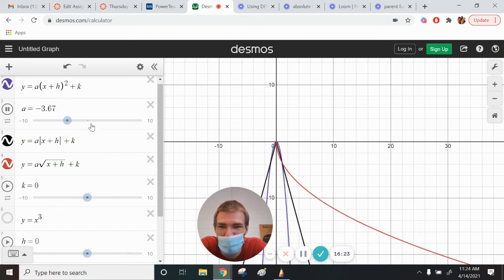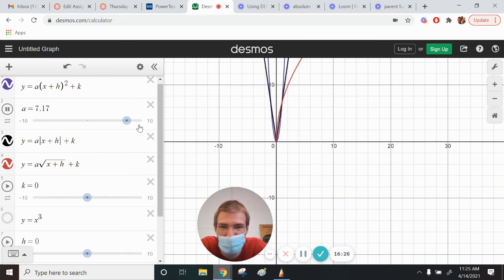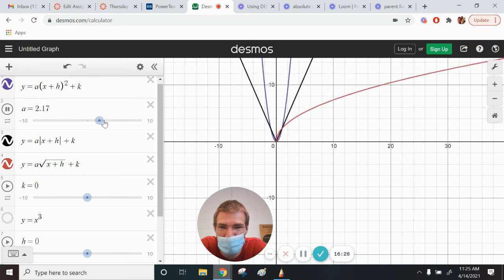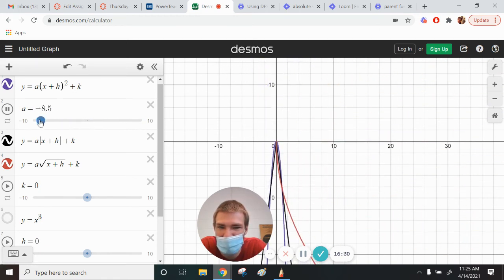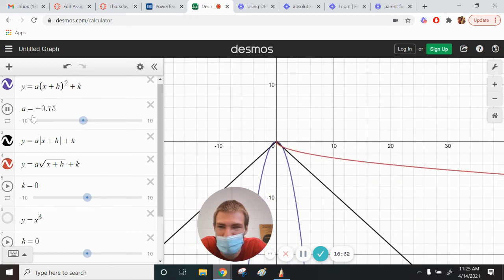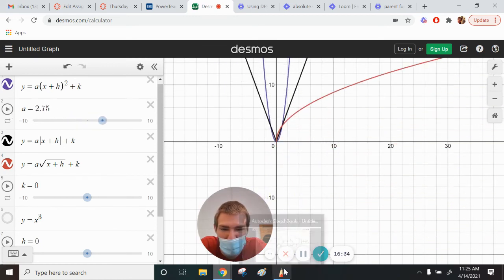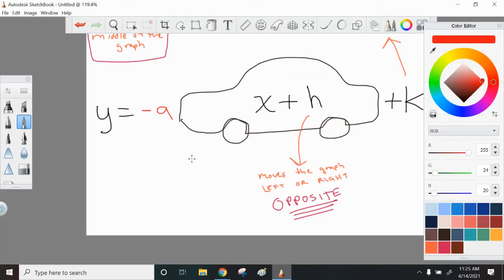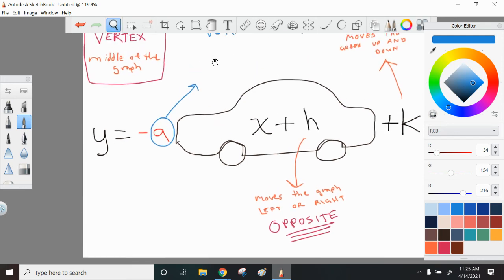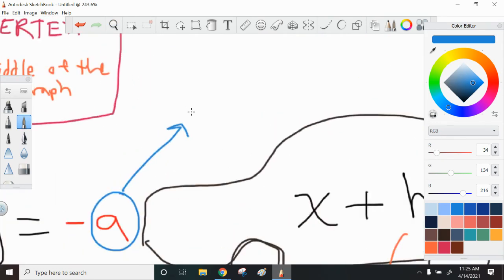And you can see how when that number is getting higher, it is stretching it. When that number is getting smaller, it's compressing it. Higher, it's stretching it. Smaller, it's compressing it. And so what I want you to do here is make sure you've got two different arrows. Okay, the A, I'm going to do an arrow for the A. And this A is going to do a stretch or compress.